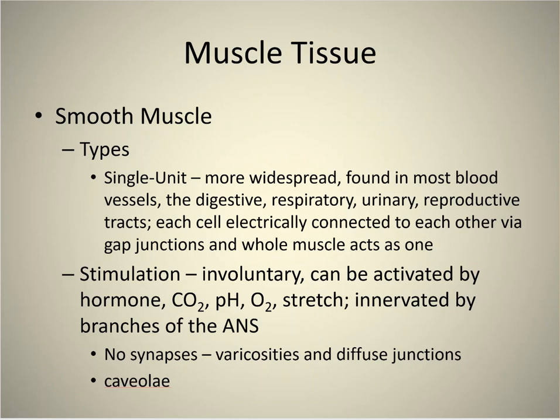And it can be activated by other things besides nerves: hormones, how much CO2 is present, pH, O2, stretch. All of those things can affect the stimulation of smooth muscle, when none of those really affect the contraction of skeletal muscle. Cardiac muscle is also similar in that it's involuntary, and it can be contracted by hormones and stretch. But smooth muscle has no synapses. They're called varicosities and diffuse junctions or caveoli. Let me show you that in the next slide.